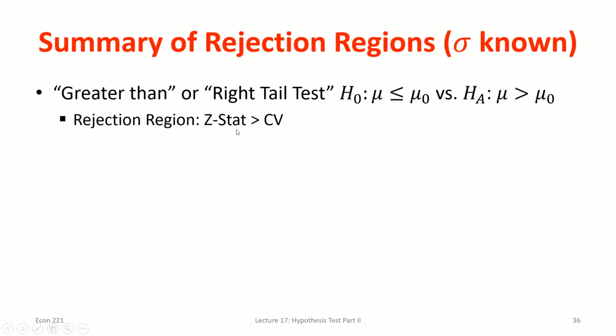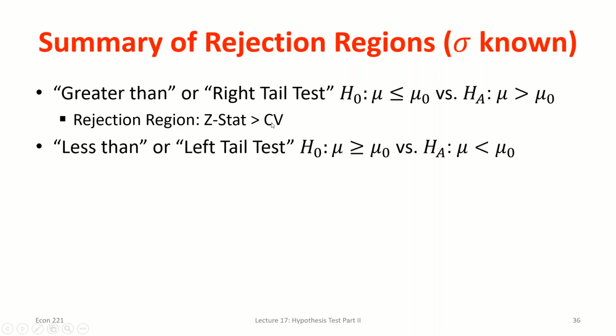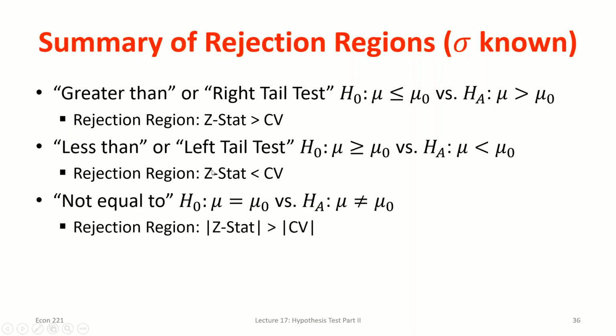So if I see a test statistic that's greater than my critical value, I reject. For a left-tailed test, I determine my critical value, and if I see a test statistic to the left of it, that's in the rejection region. For a two-tailed test, I'll find my critical value, and if the absolute value of my test statistic is greater than the absolute value of my critical value, then I'll reject.